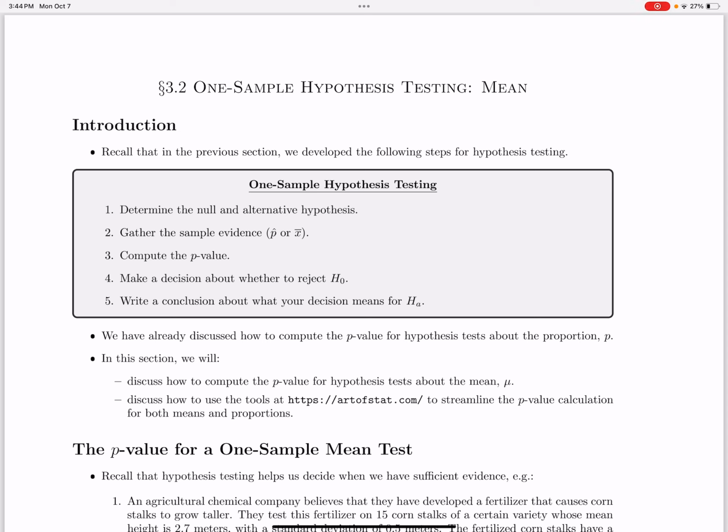The p-value is the probability of obtaining the sample results that we obtained if we assume that the null hypothesis is true. And the idea is that if the p-value is small, then that probably indicates that we were wrong to assume that the null hypothesis is true. And so a small p-value will lead us to reject the null hypothesis. And that's step 4, to make a decision about whether to reject the null hypothesis. Basically, if our p-value is less than alpha, we reject the null. And then finally, we write a conclusion about what our decision means for the alternative hypothesis.